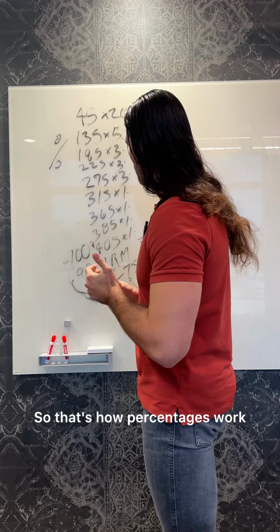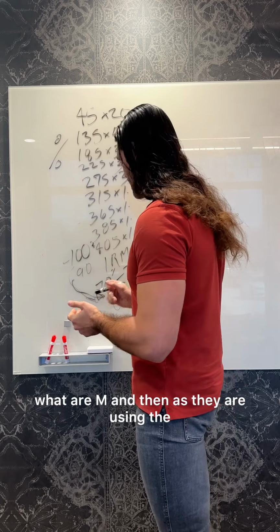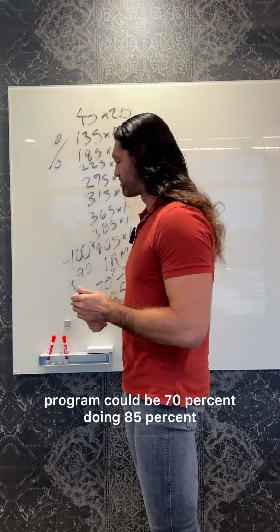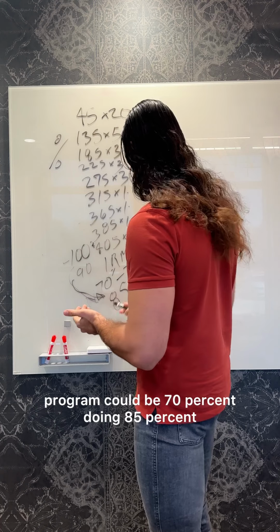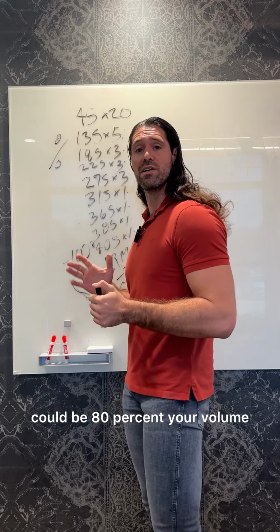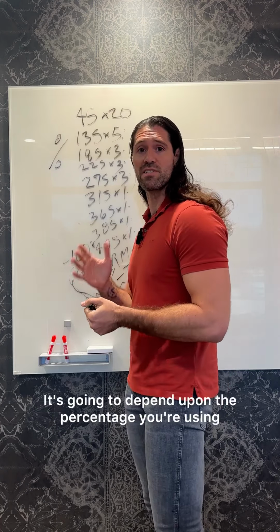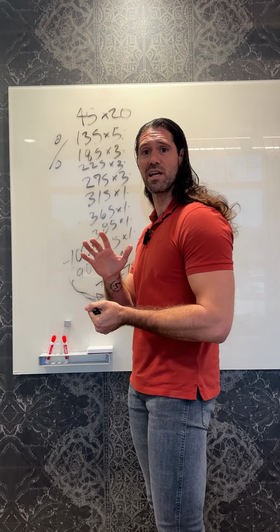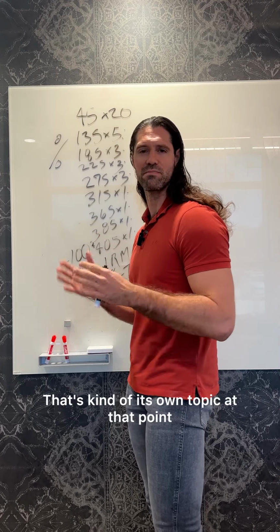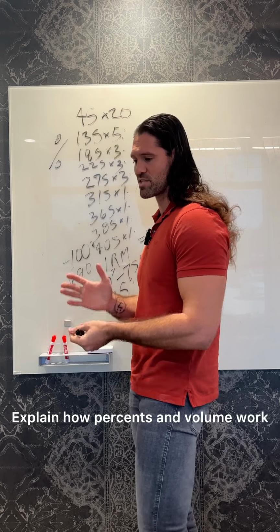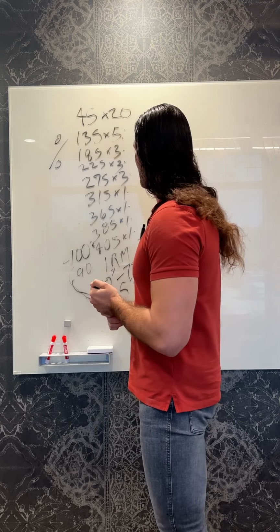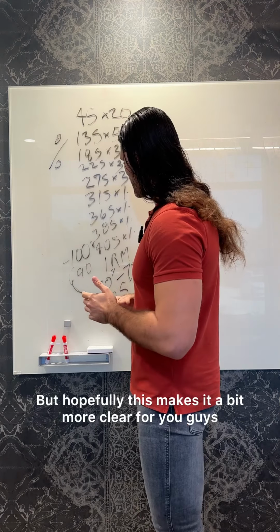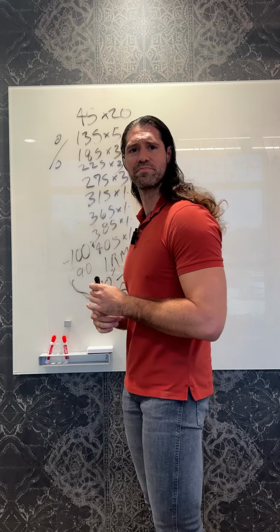So that's how percentages work. That's how you determine 1 RM. And then as they are using a program, it could be 70%, doing 85%, could be 80%. Your volume, your sets and reps, it's going to depend upon the percentage you're using and the programming. That's kind of its own topic at that point, explaining how percents and volume work. But hopefully this makes it a bit more clear for you guys where the percentages even come from and how to find your maximums.